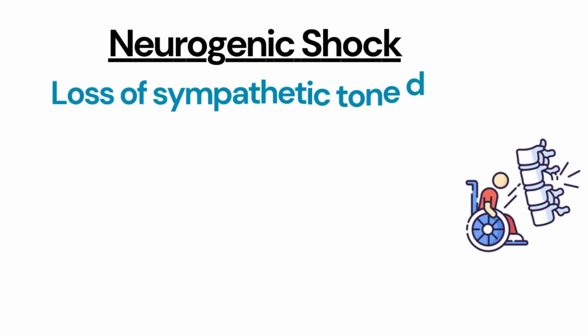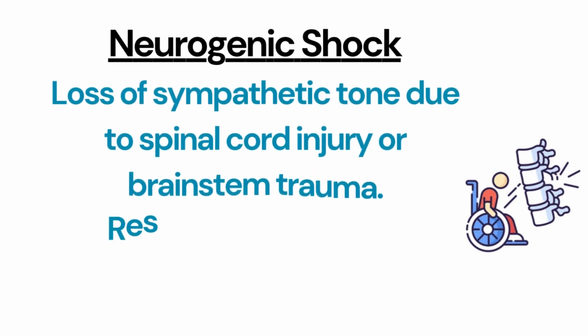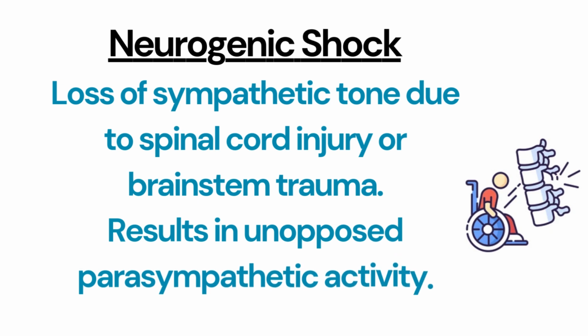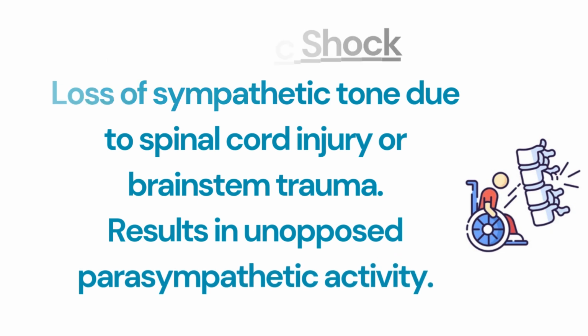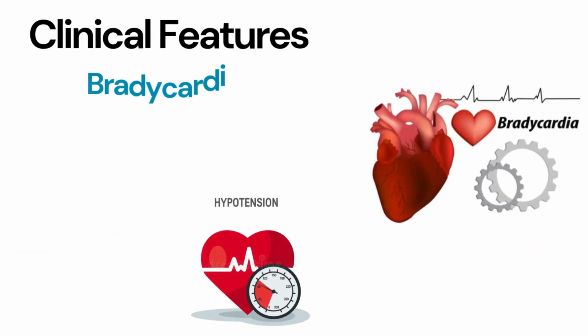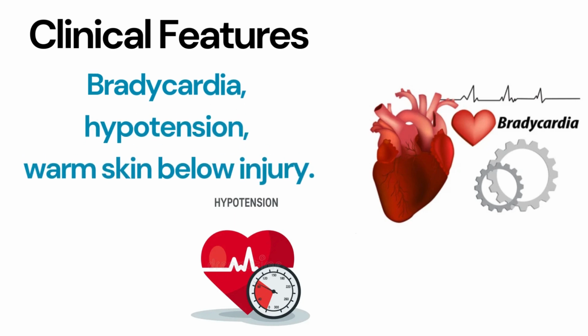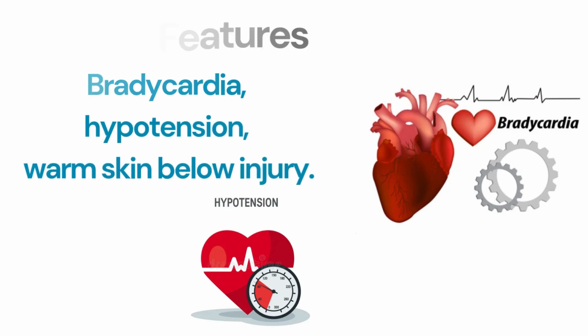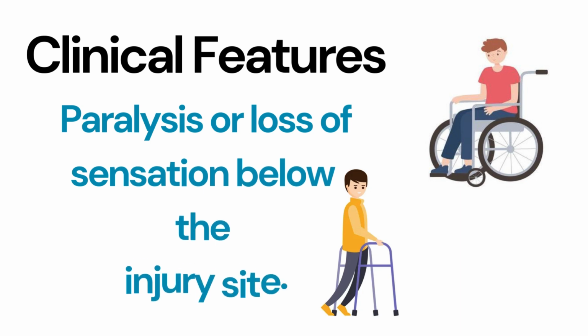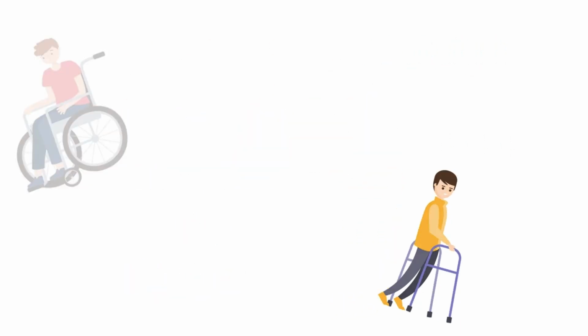C. Neurogenic shock. Caused by the loss of sympathetic tone due to spinal cord injury or brainstem trauma. Results in unopposed parasympathetic activity. Clinical features. Bradycardia. Hypotension. Warm skin below the injury site. Paralysis or loss of sensation below the injury site.